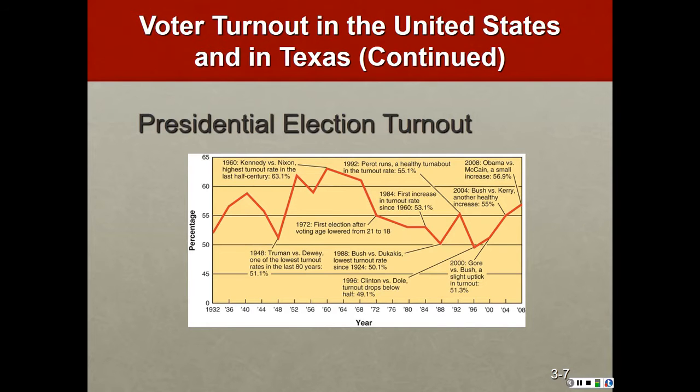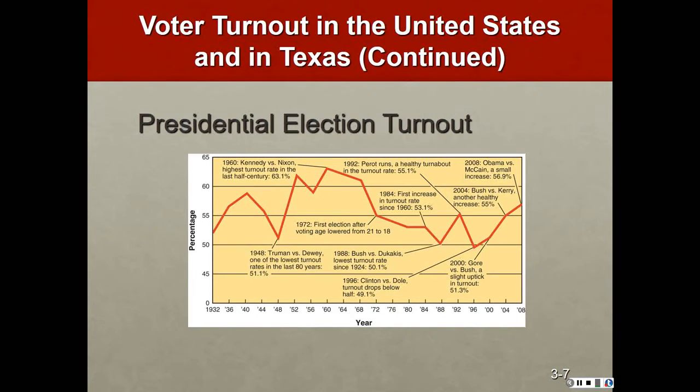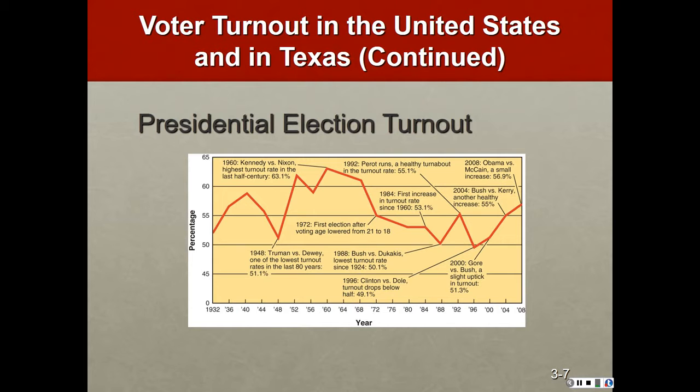I want to show you a slide of presidential elections from 1932 through 2008. You'll see that there is not much continuity or conformity in the percent that votes. In 1932, about 52, 53% of the people voted. In 1940, that went up to about 58. In 1948, it drops back down to about 51.